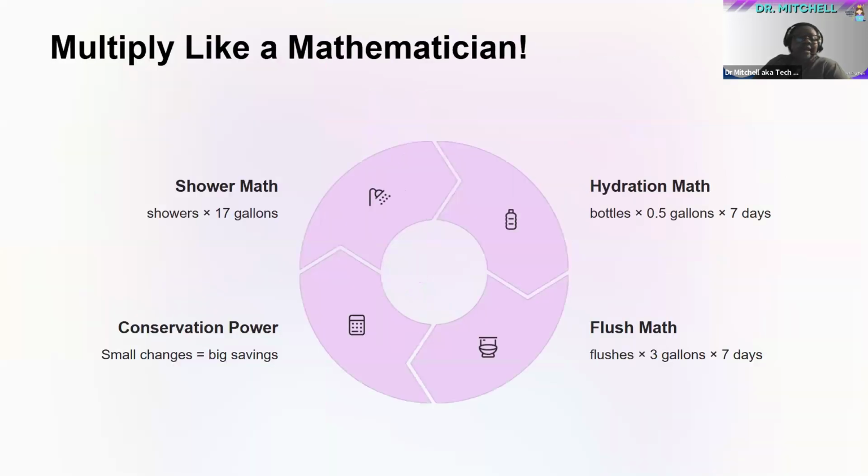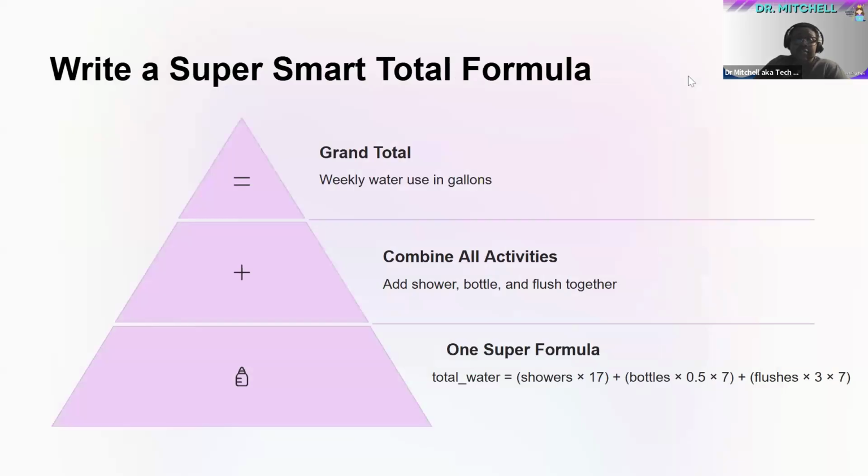Also, they're going to be like a mathematician multiplying. So they have showers timed to 17 gallons, their hydration of continuing to drink water, also flushing the toilet, and then ultimately they're conserving, doing it in small steps or small changes to make such a big difference in the savings.